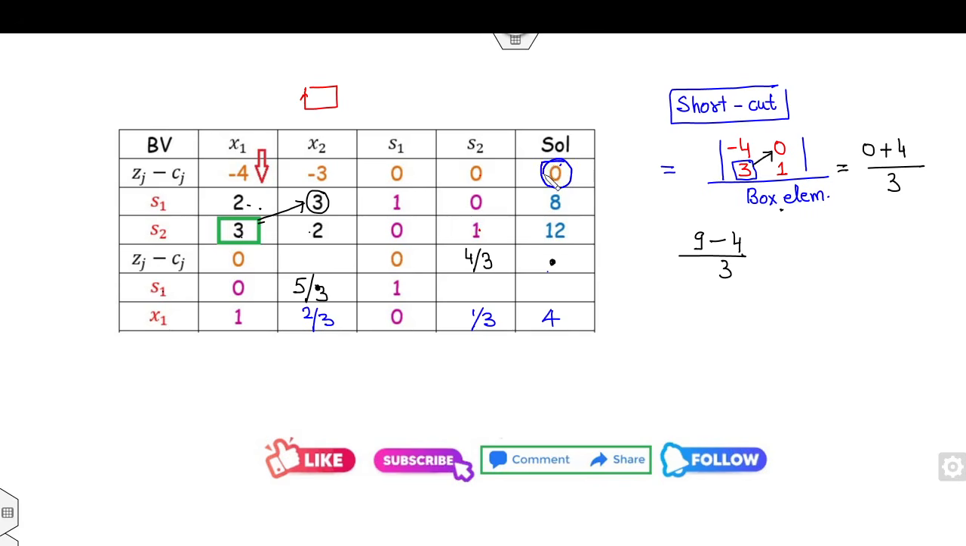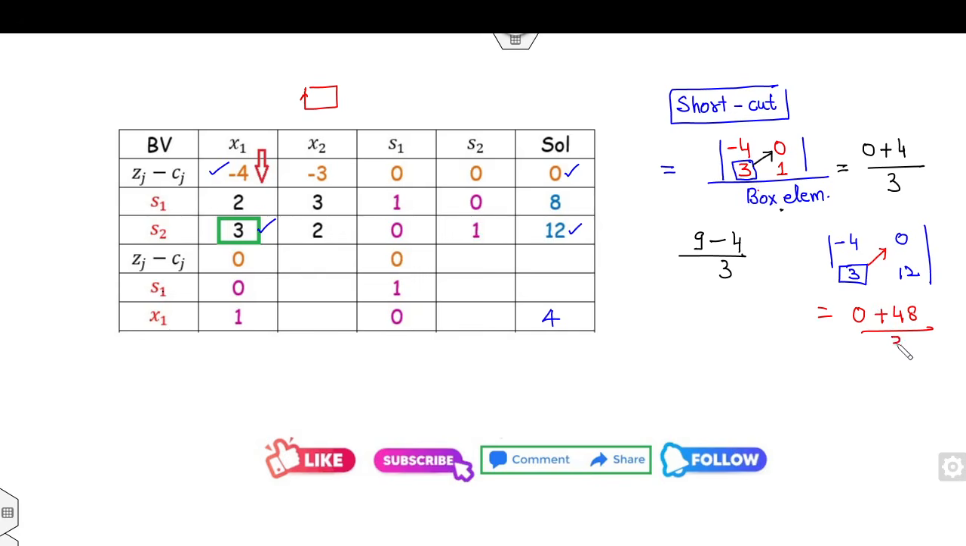Similarly, if you want to calculate this number, what is the previous position? 0. Fine. So what are the other elements? This is 0. This is 3. The other number is 12. And this is -4. So you can start from -4. This is the box element 3. This is 0. This is 12. Start from the box element. So that will be 0 minus minus plus, divided by the box element. So that will be 60.